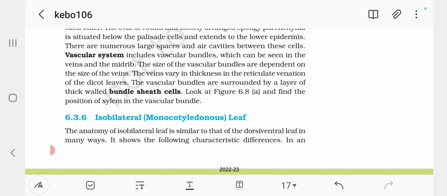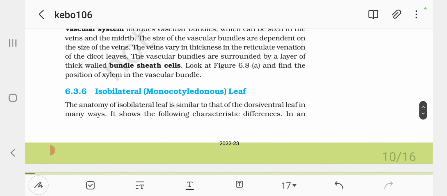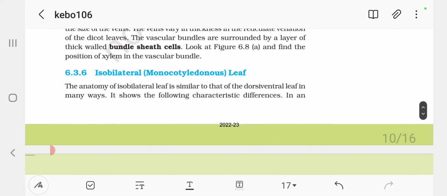Vascular system includes vascular bundles, which can be seen in the veins and midrib. The size of vascular bundles is dependent on the size of the veins. The veins vary in thickness in the reticulate venation of the dicot leaves. The vascular bundles are surrounded by a layer of thick-walled bundle sheath cells. Look at figure 6.8a and find the position of xylem in the vascular bundle.